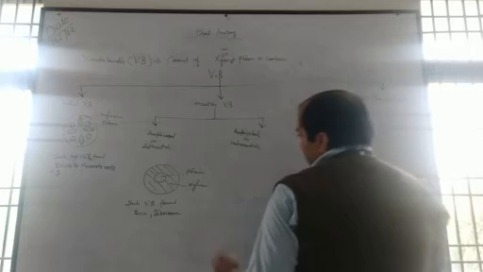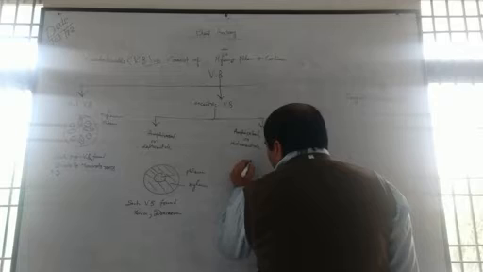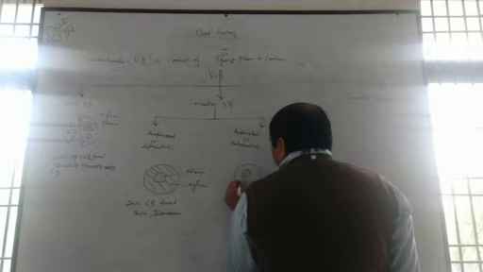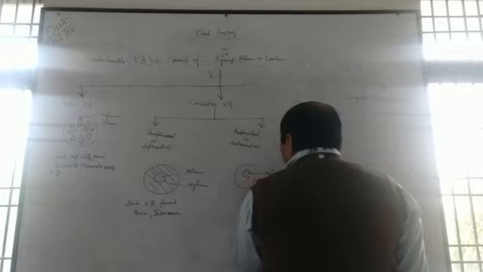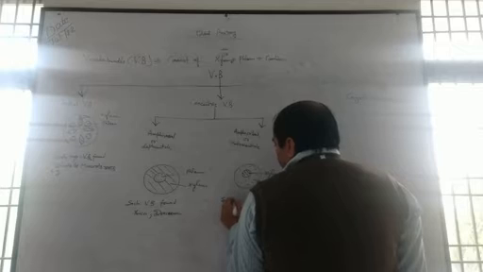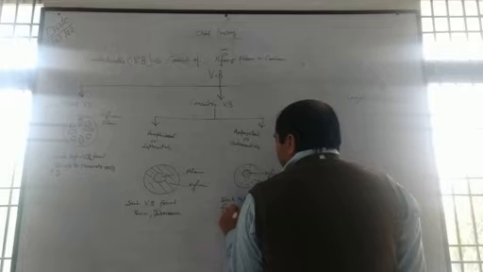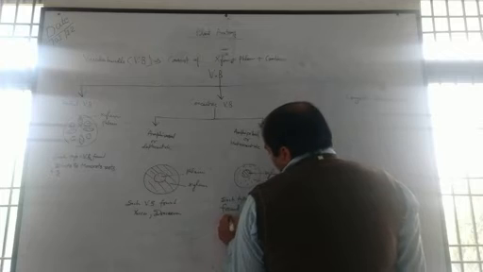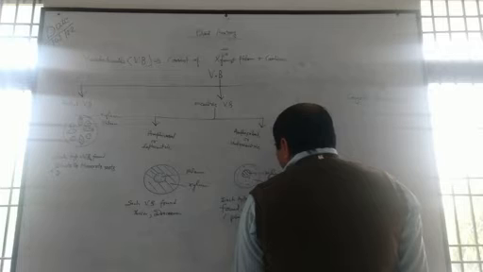And in case of amphicribral, xylem is surrounded by phloem. In the center, xylem is found, and it is surrounded by phloem. Xylem, phloem. This type of vascular bundle is found in ferns, phylum Pteridophytes.